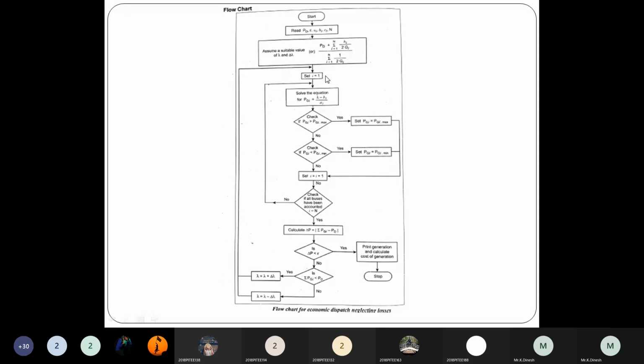You have to set the iteration count I equal to 1 again and compare your generating power maximum to minimum value. Again, you have to check your iteration process, I equal to I plus 1, then count your number of buses. So it is a cyclic process. It is repeated till the optimum solution is achieved.